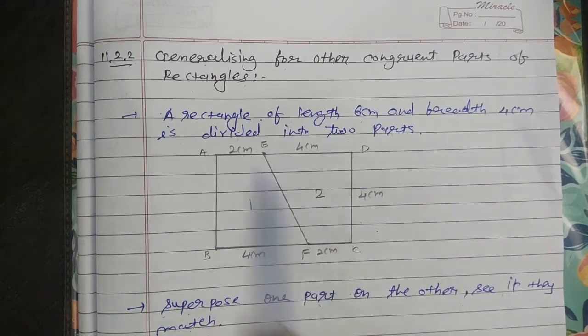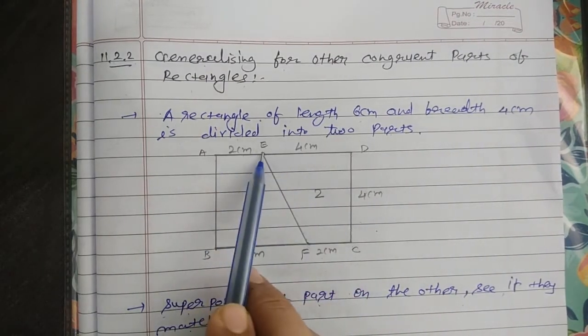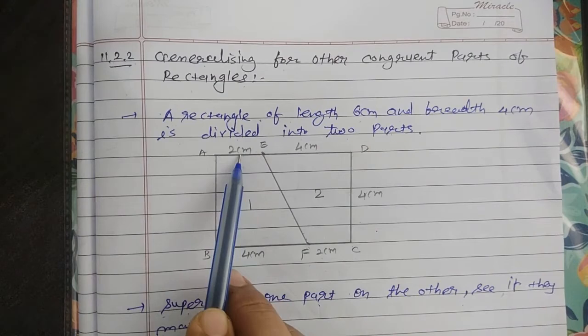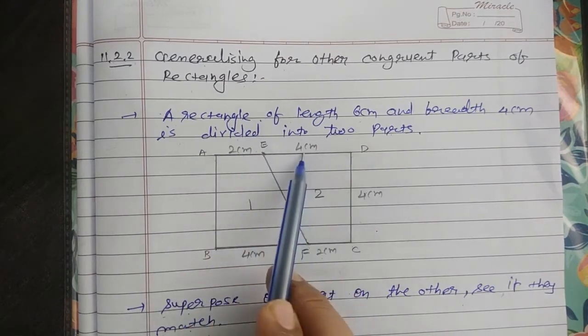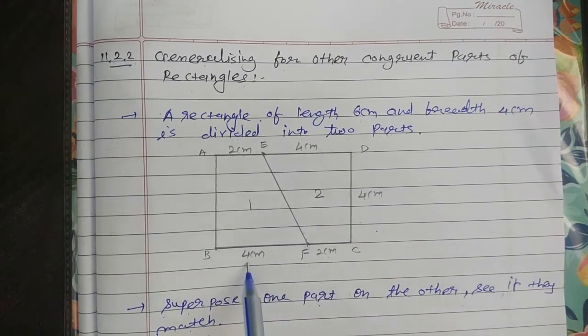So between A and D we have to take a point E, where the measure from A to E is 2 cm, and from E to D is 4 cm. 2 plus 4 is 6 cm. Similarly, between B and C we have to take a point F, which has a measure from C of 2 cm, and from B of 4 cm.